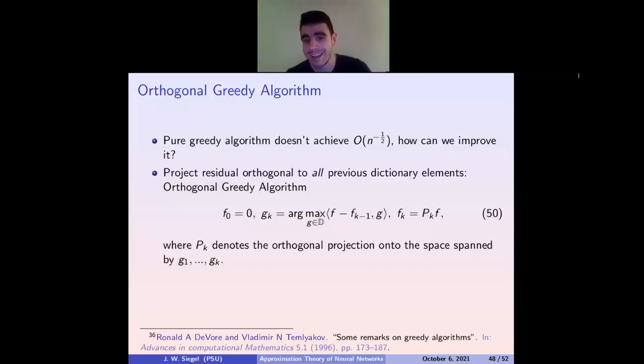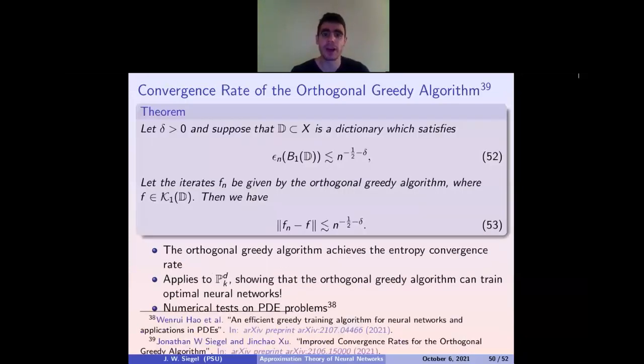and your ability to implement this method effectively depends upon your ability to solve this argmax, which is not necessarily a given. But if you do take it as granted that you can solve this subproblem, then the question is, what rates does this attain? It had been known that you can obtain this n to the minus 1/2 rate using the orthogonal greedy algorithm. But what we showed is that, in fact, you can obtain these better rates as well.